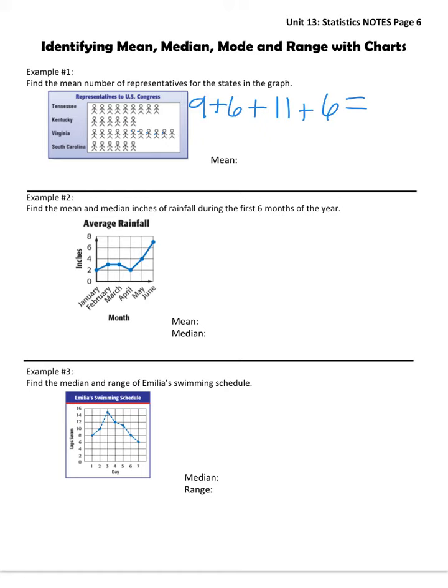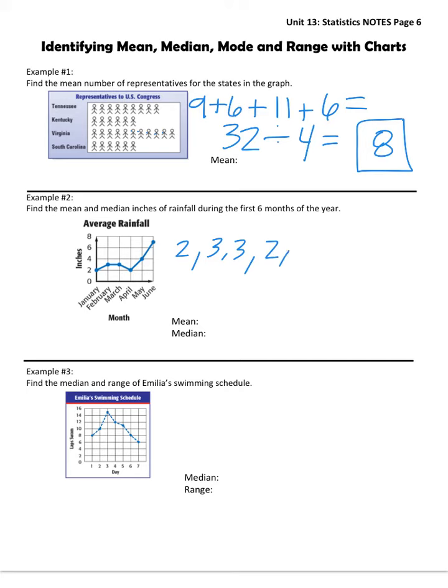And you get 32. And divide that by 4, because you have 4 states, and your mean is 8. Okay, number 2. So I'm going to start by pulling the data from that line plot there. So in January, February, and March it was 3 inches. April was 2 inches. May was 4 inches. And June 7. Okay, so to find the mean, add them up.